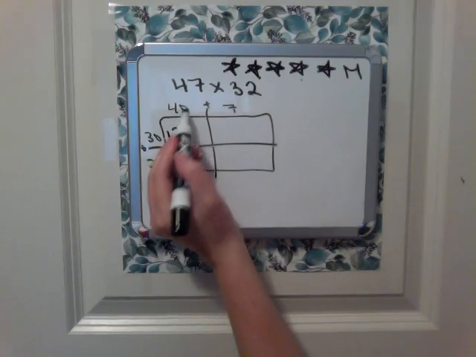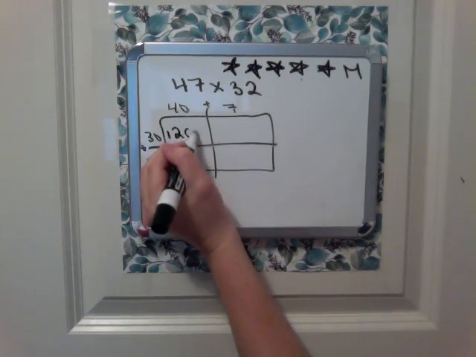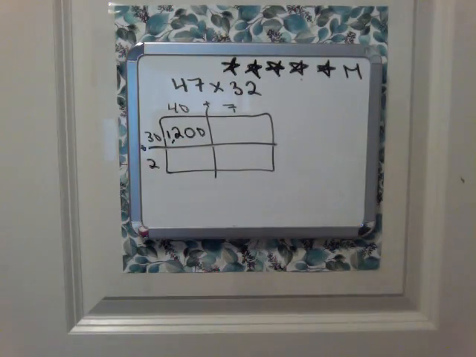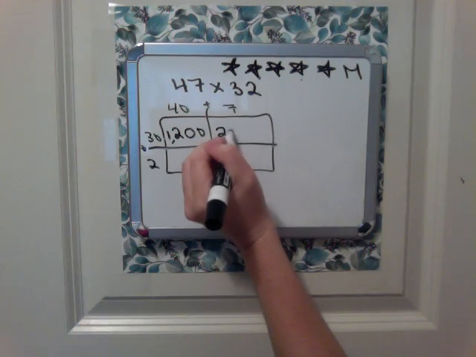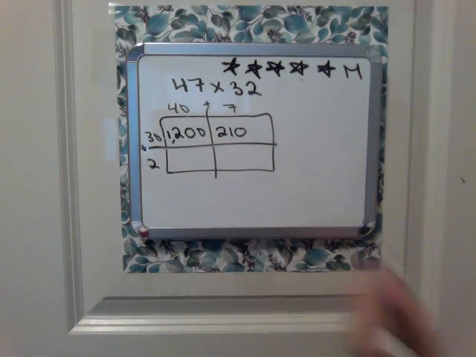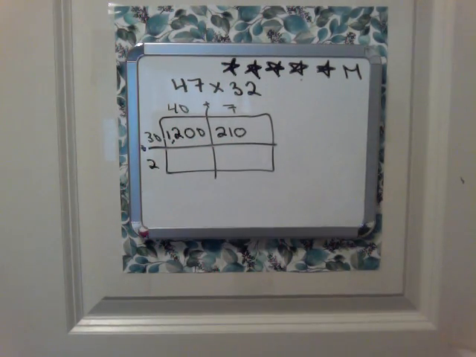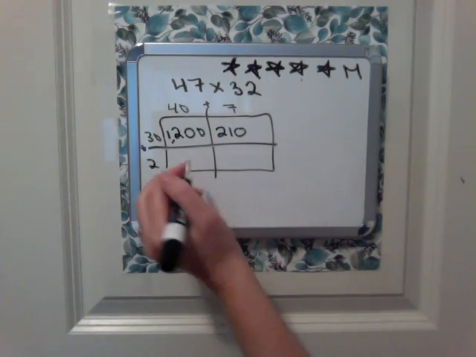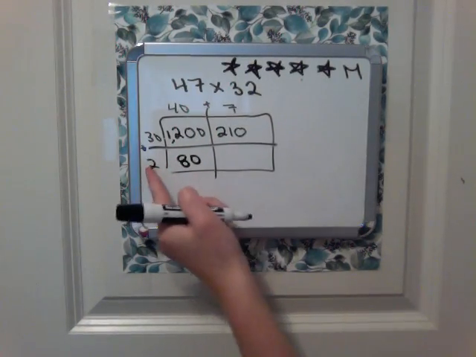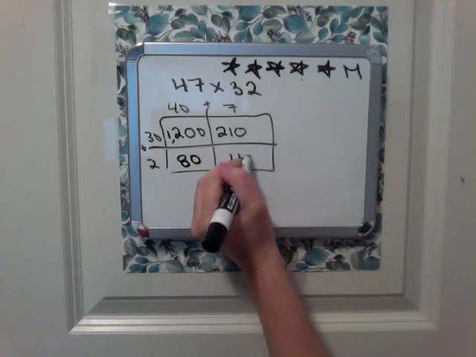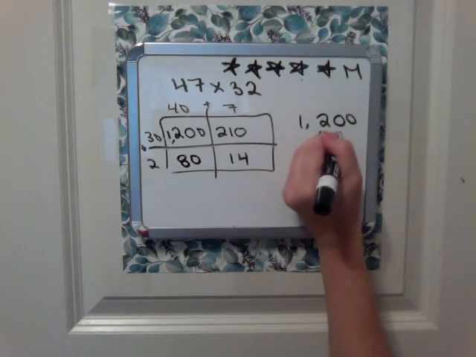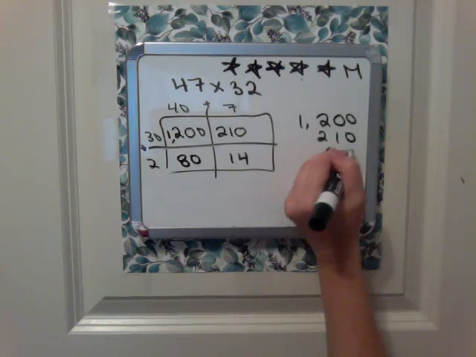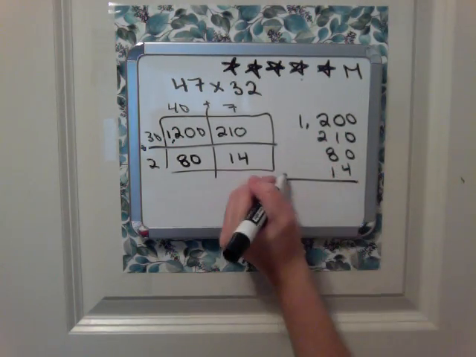4 times 3 is 12. Move it over 2 places on the place value chart for those 2 zeros. We have 1,200. Here we're doing 7 times 30. 7 times 3 is 21, plus a 0 on the end. And then 40 times 2 is 80. And finally, 2 times 7 is 14. Now that we have all those partial products, we need to go ahead and add them up to find the final product.